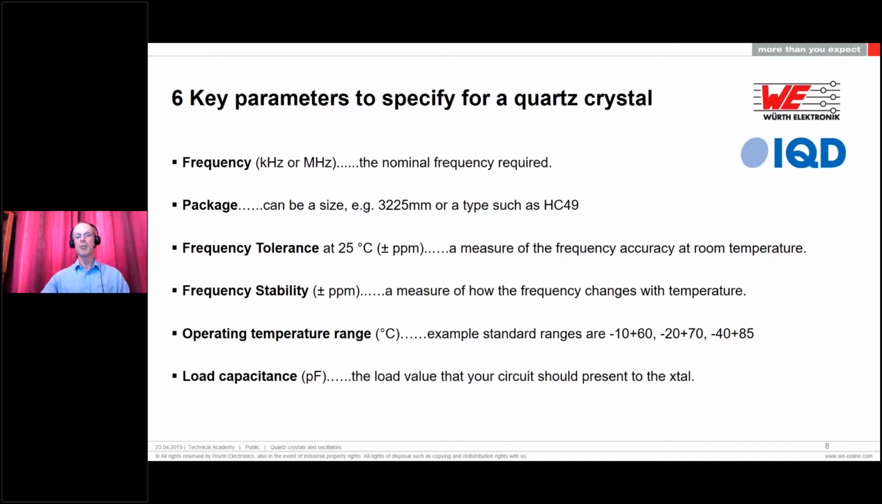After that, we now come to the electrical specification, and there are 4 bits to this. First of all, we need what's called the frequency tolerance, and this is a measure of the accuracy at room temperature, generally being 25 C. We then need a figure for the frequency stability, and this is a measure of how the frequency changes with temperature. We would need an operating temperature range. There are some examples there. And finally, we need a load capacitance value. And this value is what your circuit should present to the crystal. So those give you the 6 basic things we need.